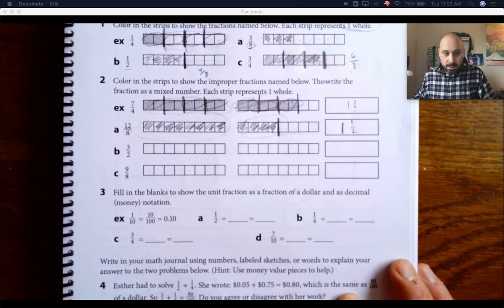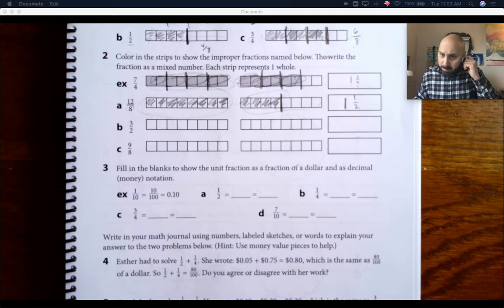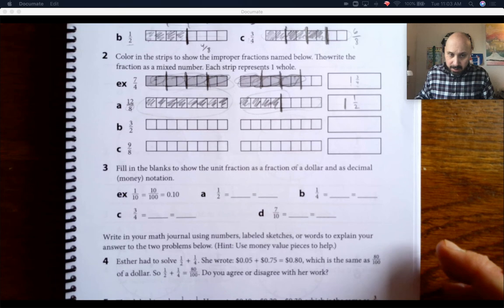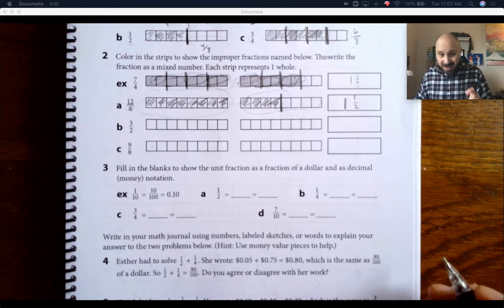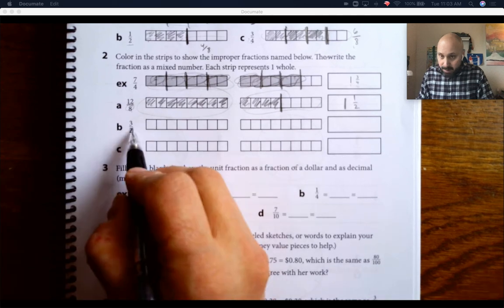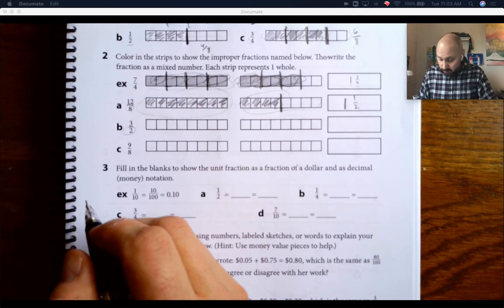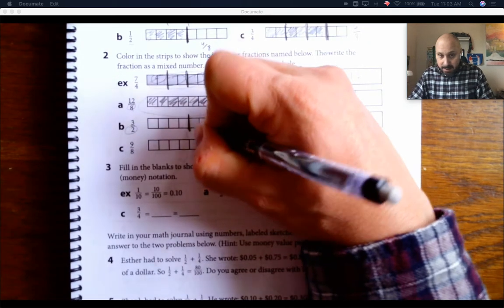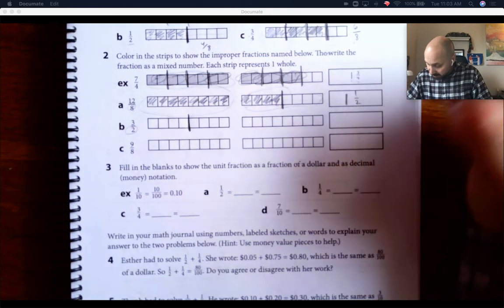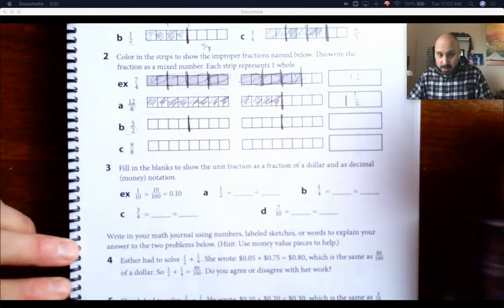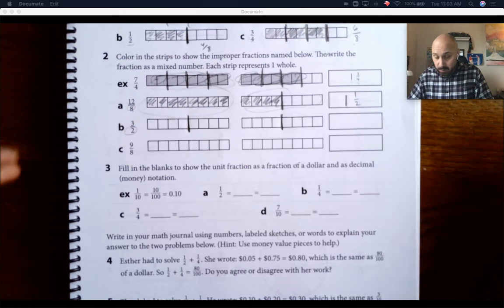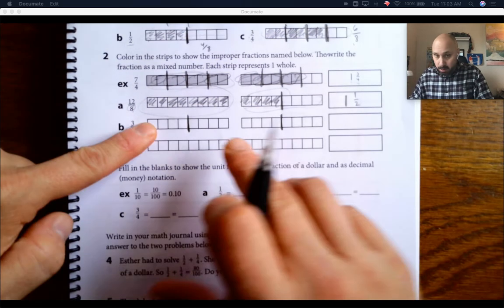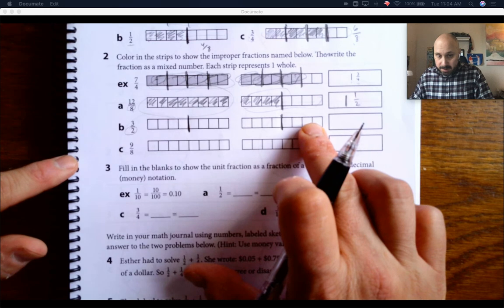Okay, so now 3/2. So how would we write 3/2? So what I'm going to do is cut each strip into halves. So the bottom number is the number I'm cutting my strip into. So 2 just means half. So I'm going to cut this first strip in half. I'm going to cut the second strip right in half. Now I have 4 halves total. 1, 2, 3, 4.